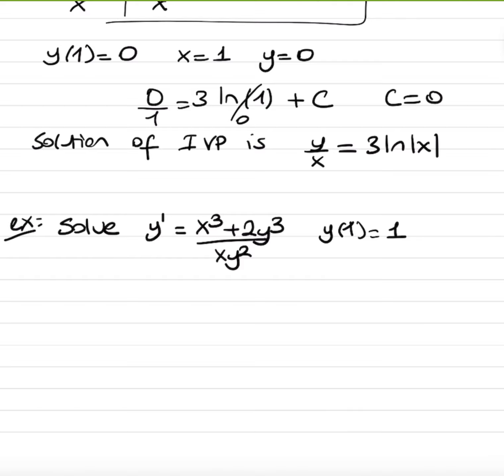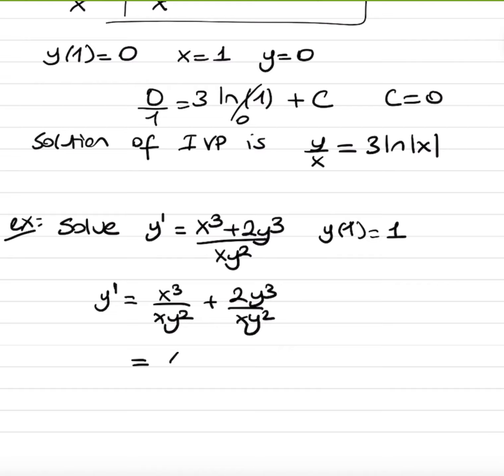Great, okay. So let's check, is it homogeneous or not? Or is it separable or not? Because if it is separable, then it is very easy to solve, so we don't need to solve by using homogeneous. But it's a homogeneous one. So we will divide x cubed by xy square plus 2y cubed xy square.